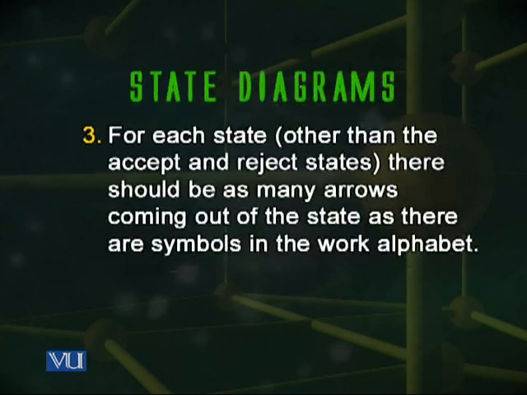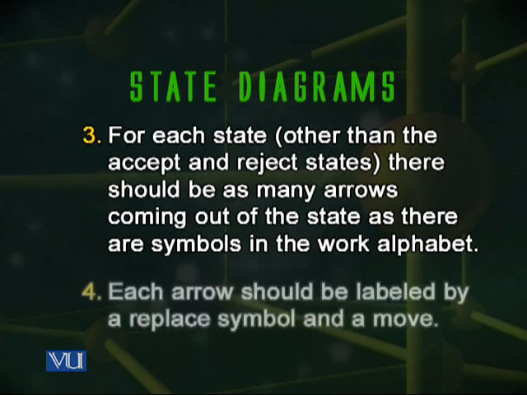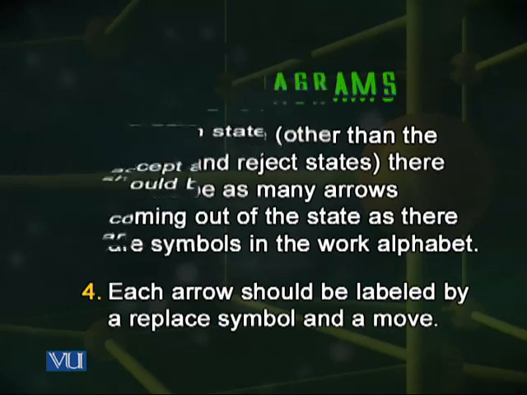For each state other than the accept and the reject state, there should be as many arrows coming out of the state as there are symbols in the work alphabet. Each arrow should be labeled by a replace symbol and a move. Sometimes, if the Turing machine is going to replace the symbol it's reading with the same symbol, so that means it is not going to change the tape contents, we will ignore specifying the replace symbol.